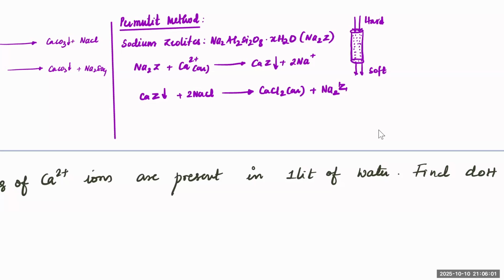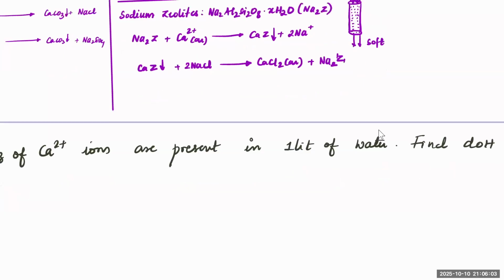Okay, right. The last one is Calgon. Calgon method. Okay, it literally translates to calcium gone. So that means you are removing the calcium out of it. Remember it that way. Okay, this is Calgon.